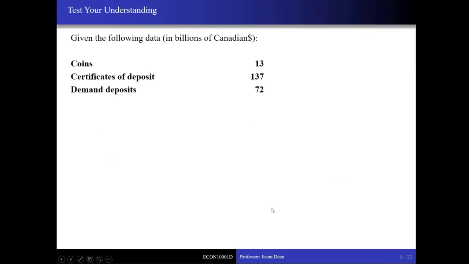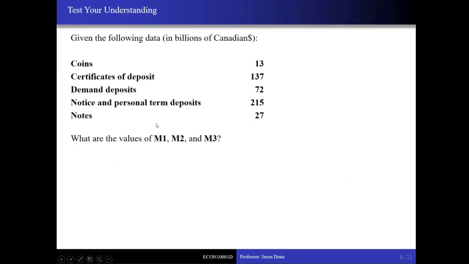So if we're given this information, let's calculate the different categories. We're told coins are $13. That's in billions, so 13 billion. There's $137 billion of certificates of deposit. There are 72 billion in demand deposits, and there are 215 billion in notice and personal term deposits, and there's 27 billion in notes. So what's the value of M1 here?